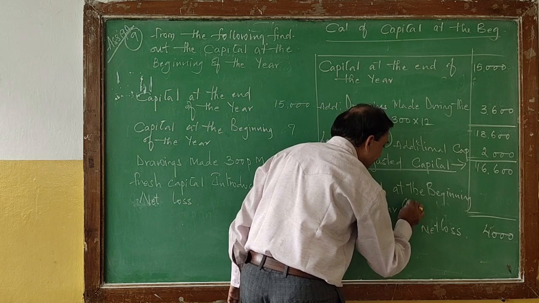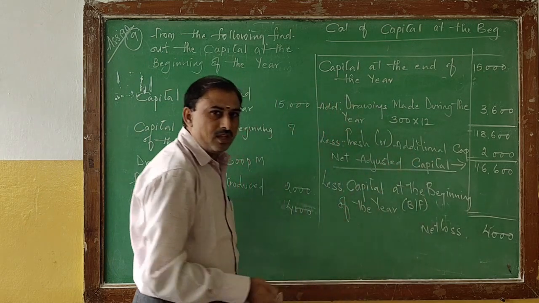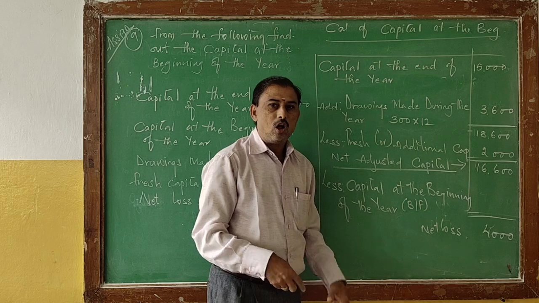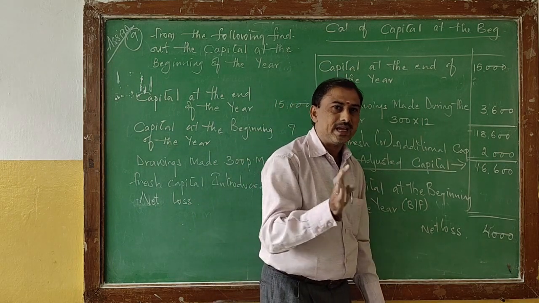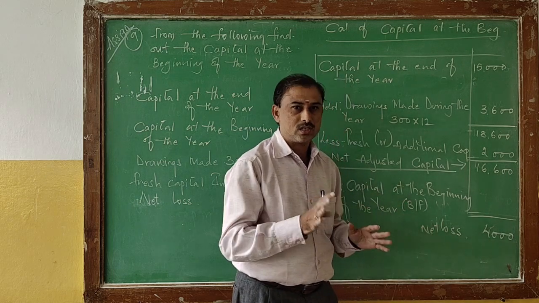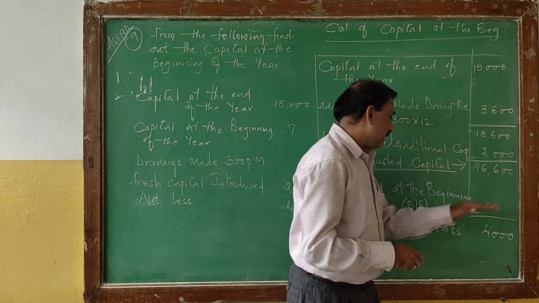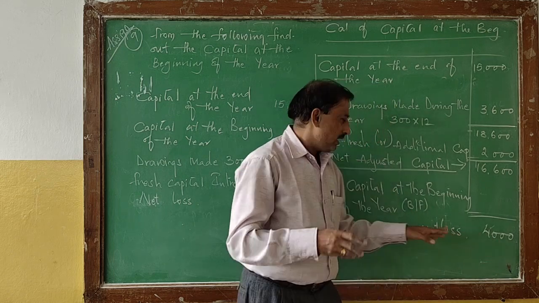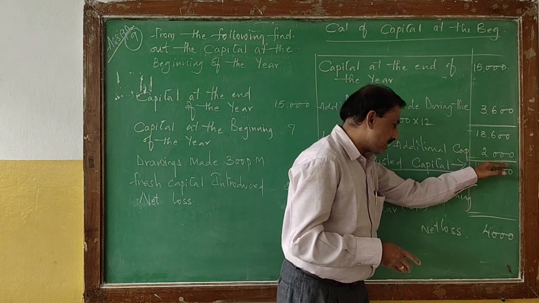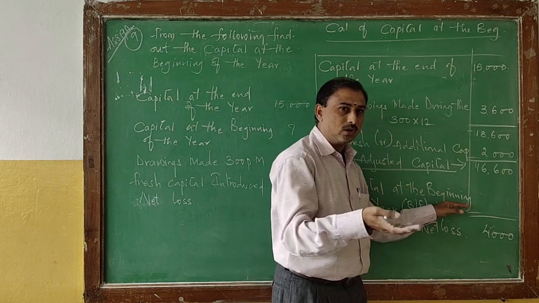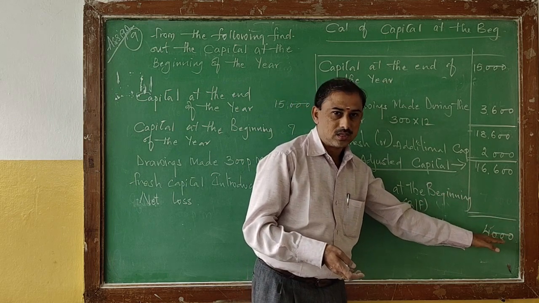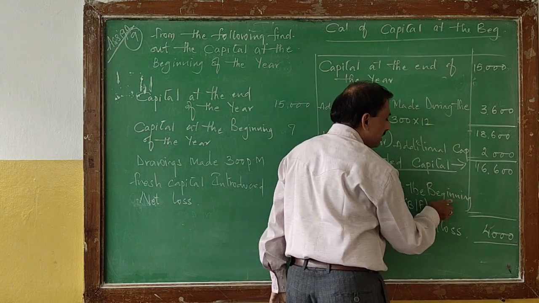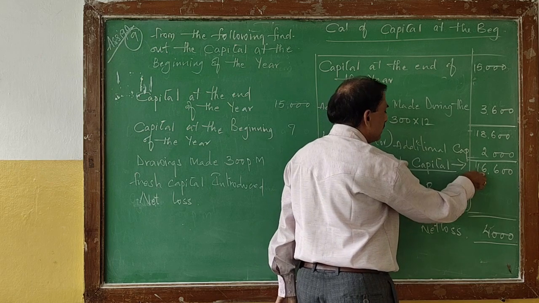This capital at the beginning, we will find out as a balancing figure. So you should recollect what I said in my regular classes in the last 2 days. How you are going to decide whether the business is getting a profit or loss? If the net adjusted capital is more and capital at the beginning is less, the result we are going to call a profit. But if the net adjusted capital is less, but the capital at the beginning is more, we will call that a net loss. So you are getting 4,000 loss. That means your capital at the beginning should be more than net adjusted capital by 4,000.